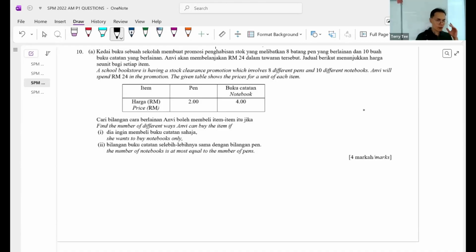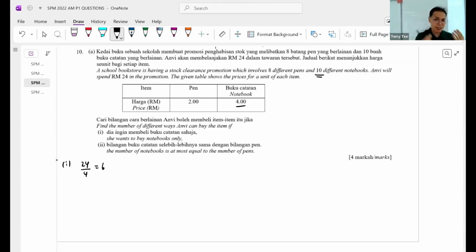Okay, so if you have 24 ringgit and you want to buy notebooks, how many notebooks can you buy? Come on, the notebook is 4 ringgit. How many notebooks can you buy? 24 divided by 4 is 6 notebooks. So if you can buy 6 notebooks, you have how many notebooks to choose from? 10. So the question says, how many different ways?